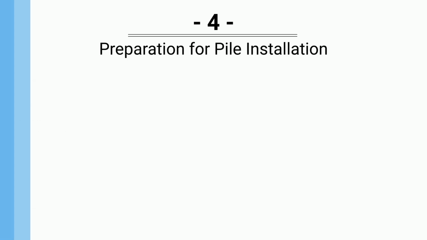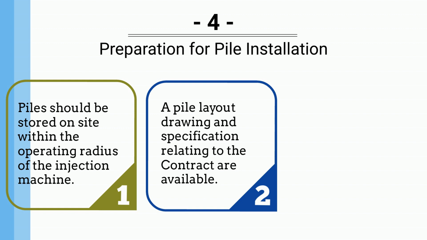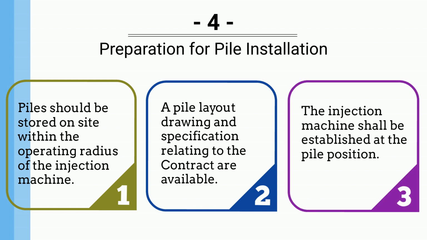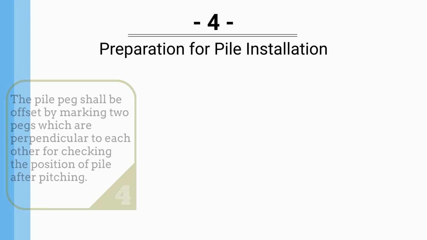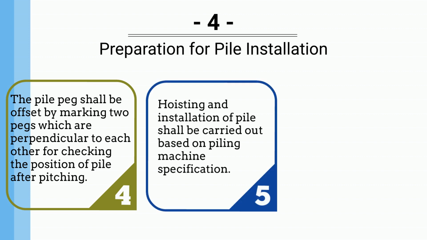Preparation for pile installation. Piles should be stored on site, within the operating radius of the injection machine. A pile layout drawing and specification relating to the contract are available. The injection machine shall be established at the pile position. The pile peg shall be offset by marking two pegs, which are perpendicular to each other, for checking the position of the pile after pitching. Hoisting and installation of pile shall be carried out based on piling machine specification.